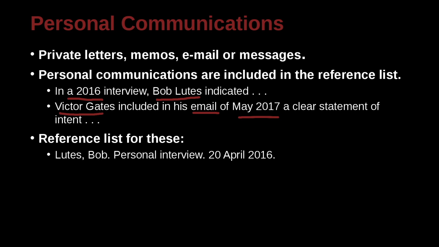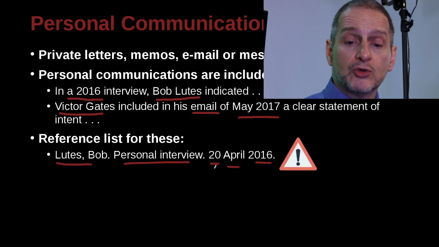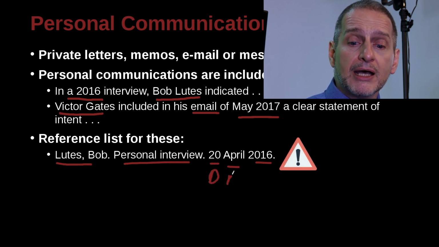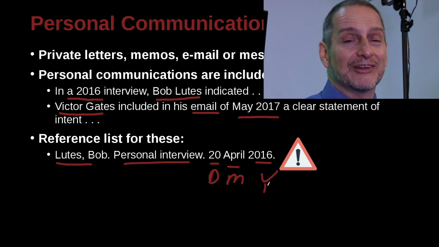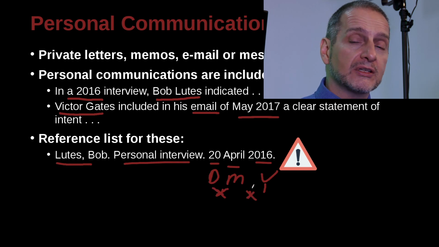Here would be what the reference list looks like. So this is at the back of the paper. We're going to study this more in the next section we cover, but here is the Lutz, that's the person's name, last name first, first name last, and it's a personal interview, and it is 20 April 2016. So this is quite a different approach from the APA approach. So here, pay attention, you've got the day, the month, and then the year. That's totally different than APA, and there's no commas in there anywhere, nothing. So very different, watch out.